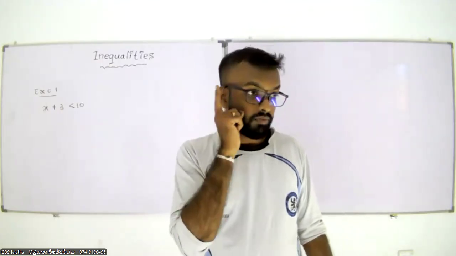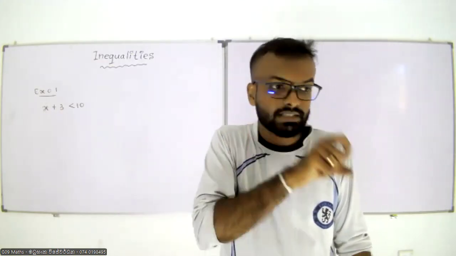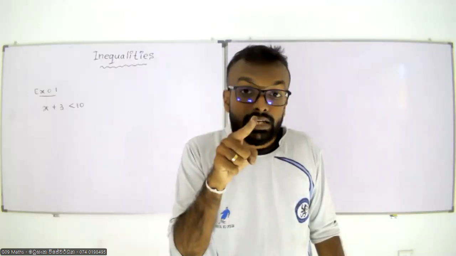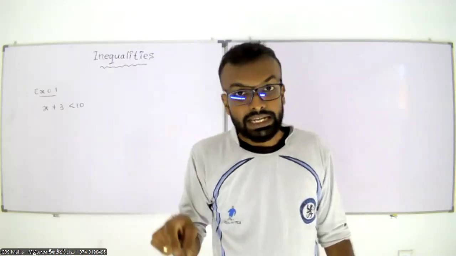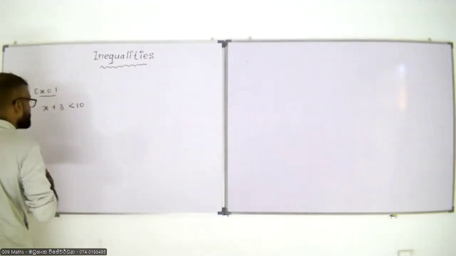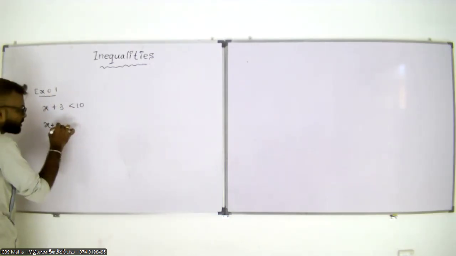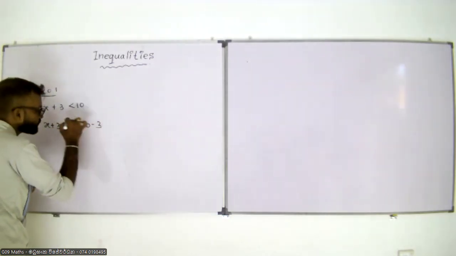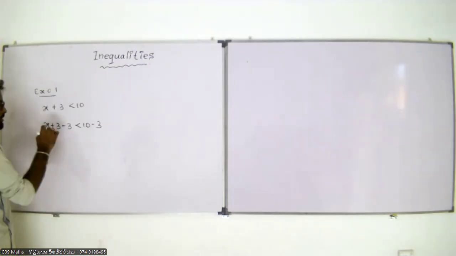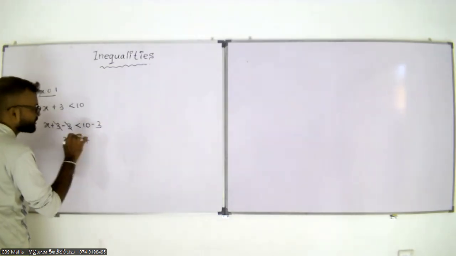In example number 1, they are asking to solve the inequality. That means you have to take the value for x, isolate x on your left hand side, and represent the integral solutions on the number line. Keep that in your mind. So how to solve this? x plus 3. If you want to remove positive 3, you subtract 3 from both sides. If you want, you can directly take positive 3 to the other side as well. So they cancel out. x is less than 10 minus 3, which is 7.